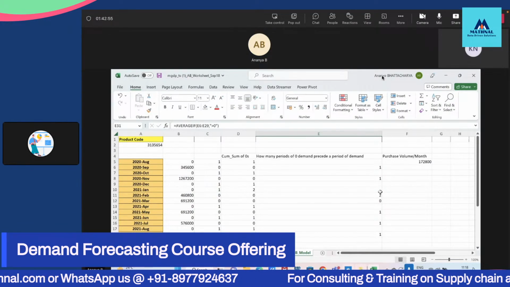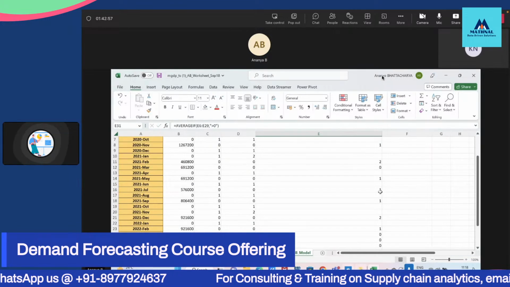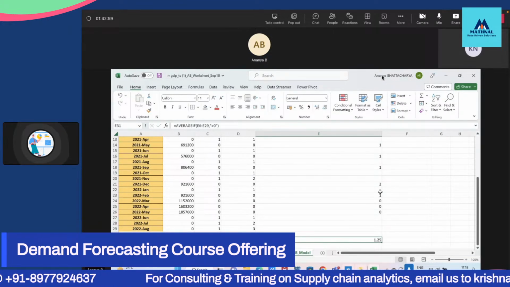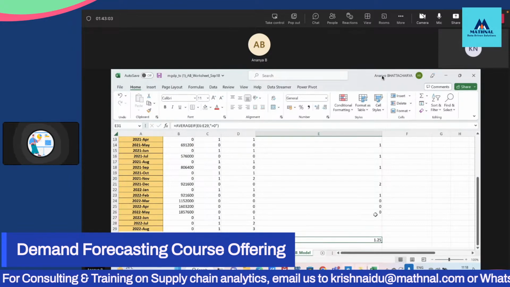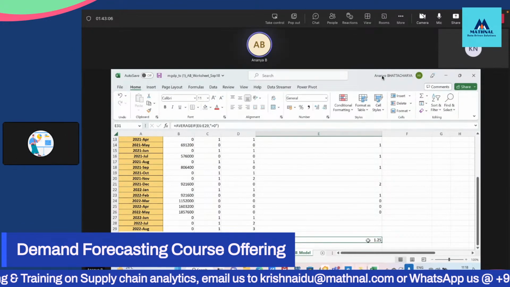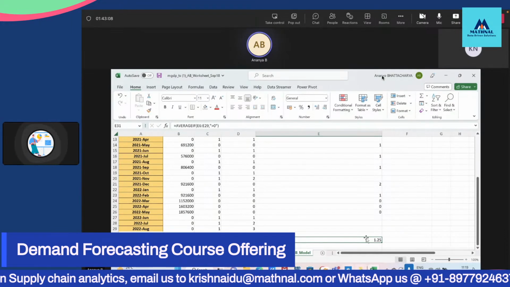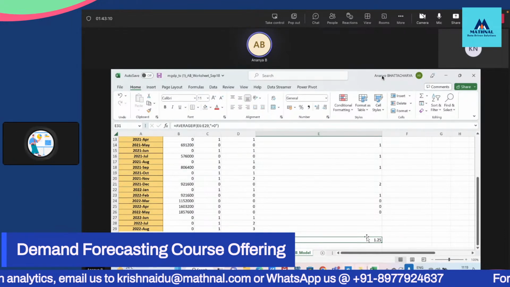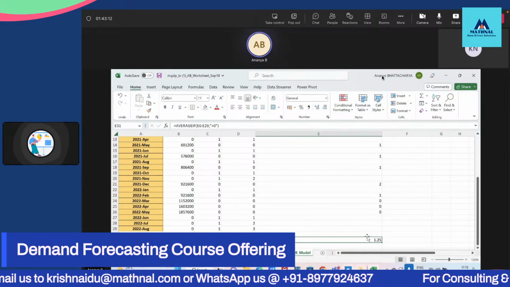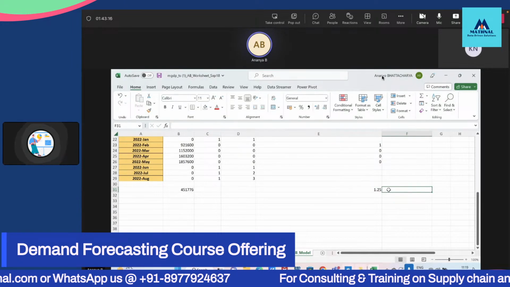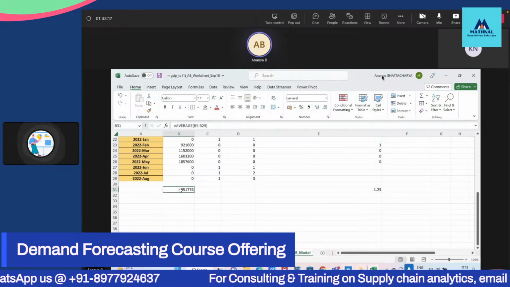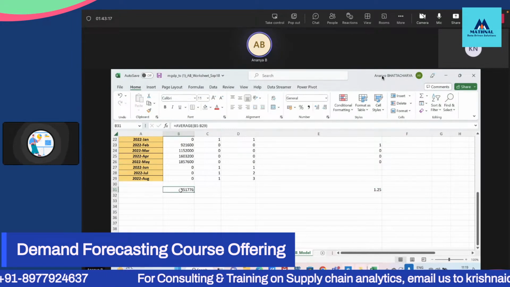Now, if we divide this average by the periods, this is a rate of demand. What is the demand per period? Does it not mean how many periods of zero demand I have before a period of demand comes in? Yes, that's what it means. 1.25 periods. And then divide this number by this.